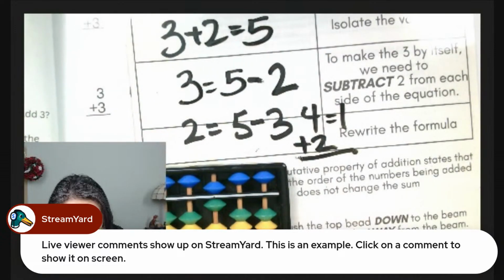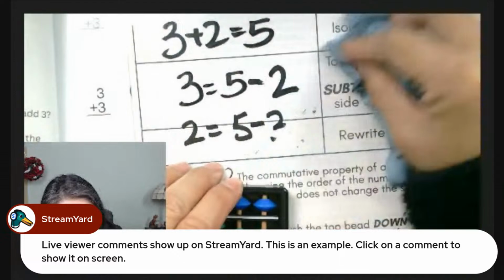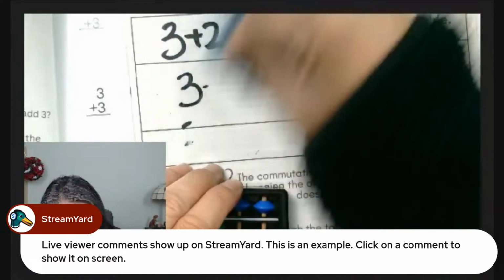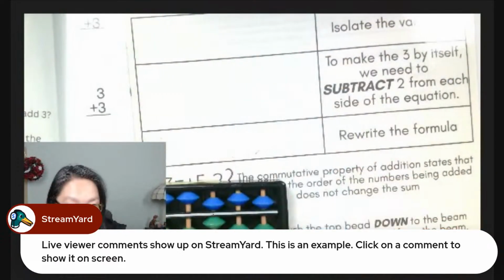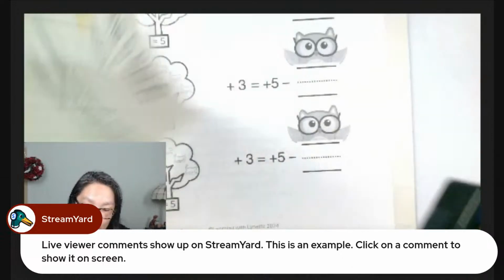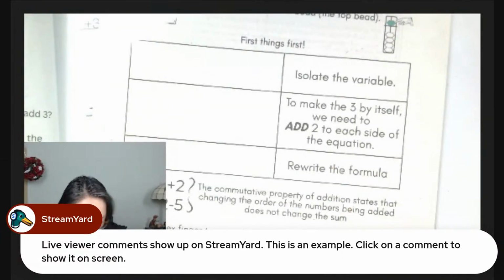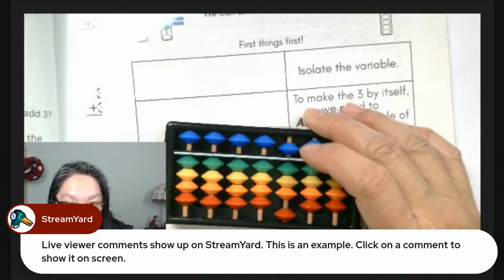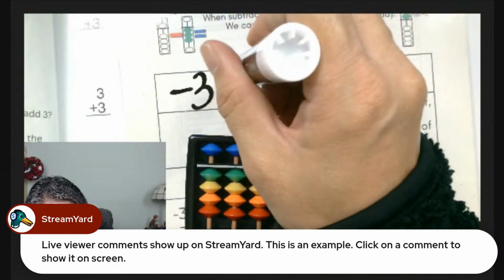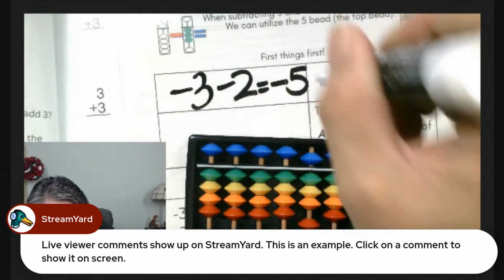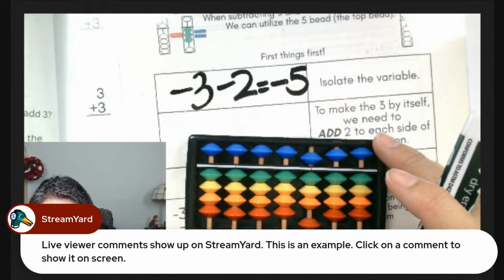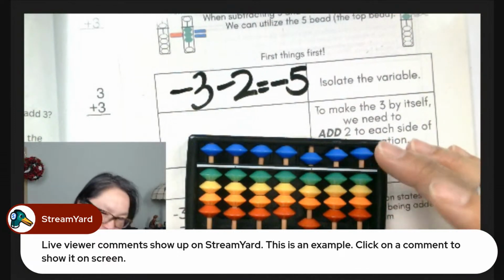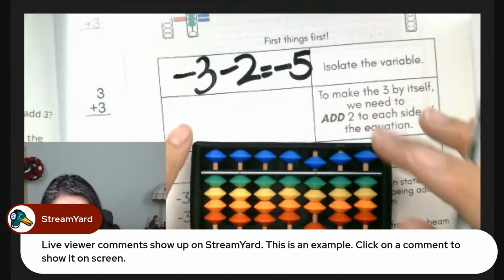But see, look, but wait, there's more. What do you mean? Well, if we know how to add, we will know how to subtract. So now what we're doing is we're building on, we're compounding our math knowledge. So in minus, we do minus 3, minus 2 equals minus 5. That's not a thing. This is the only way I can think about it.